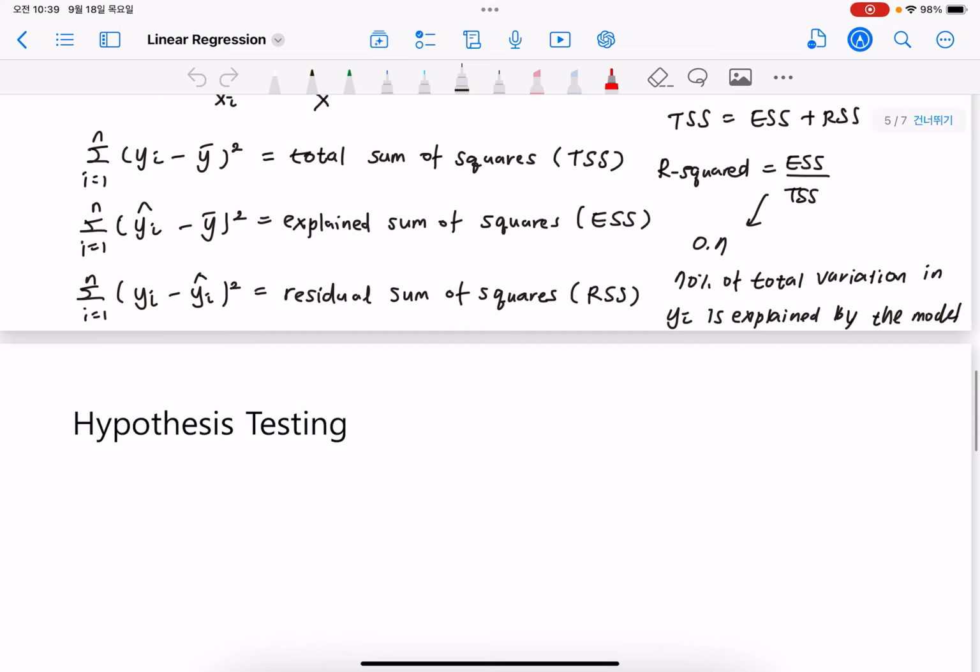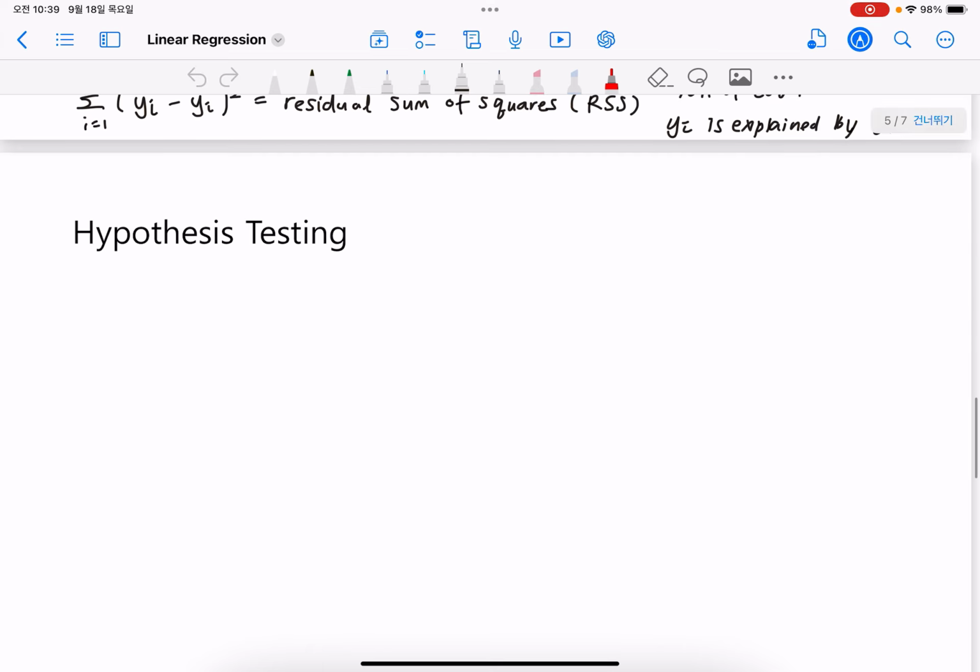And I said that in the post-evaluation part, we want to also evaluate whether the relationship is significant. Especially, I mentioned the statistically significant part, right?